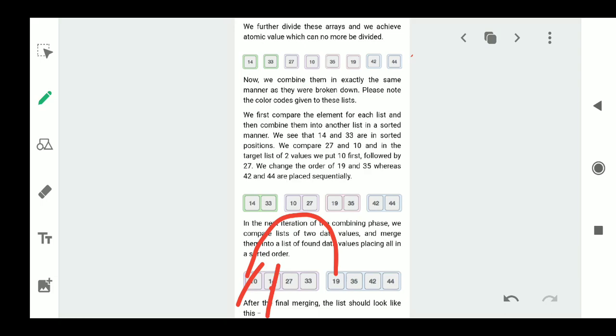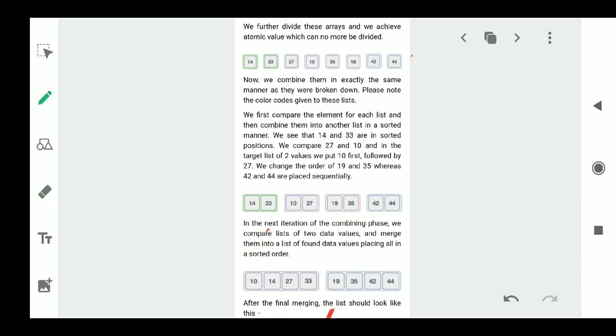Now move here. 19 and 27. 19 is smaller. So 19 we have taken into the list. 27 is still here in the list. Now we'll compare 27 and the next element, 35. 27 is smaller. That's why we have taken 27 into the list.